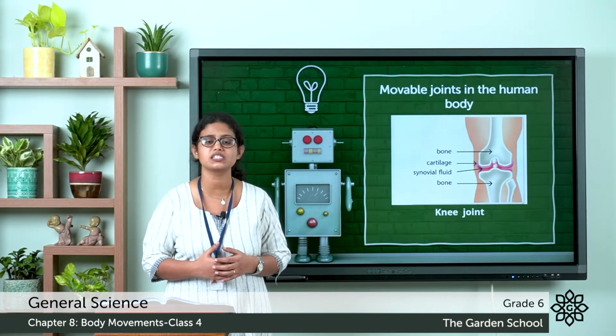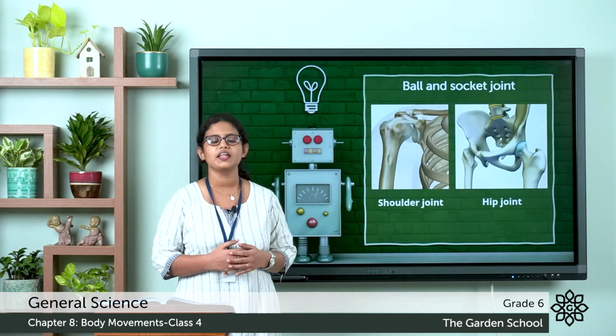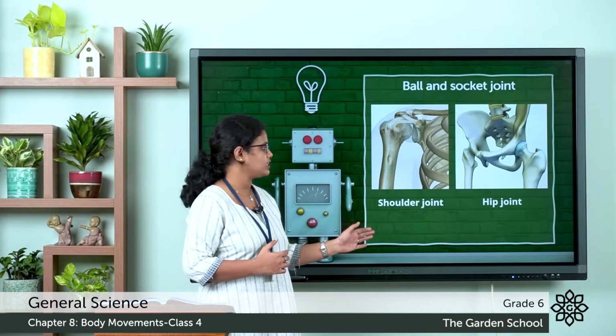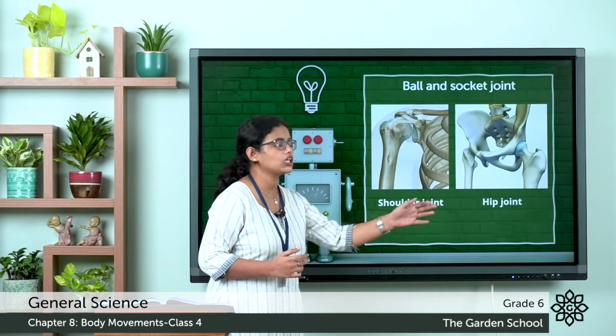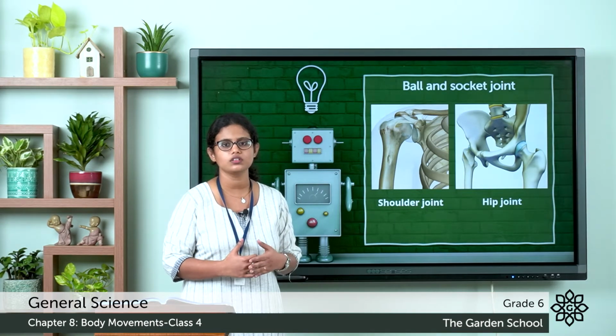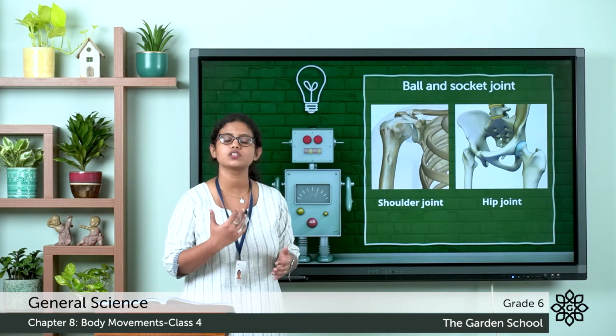Now let's discuss the different movable joints. The first one is the ball and socket joint. Here you can see the shoulder joint and the hip joint. So the shoulder joint and the hip joint are ball and socket joints.